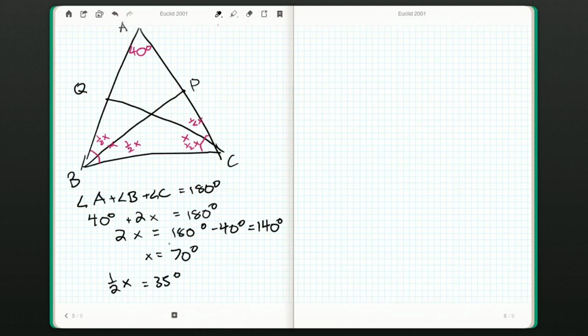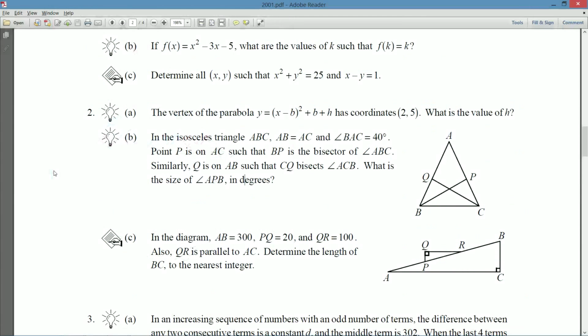So we can actually label that in here. We'll use blue for what we've just figured out. So we have 35 degrees, and 35 degrees, 35 degrees, and 35 degrees. Now, I believe we're asked angle APB. We'll just double check that. Angle APB in degrees. And it looks like the information about Q is not relevant for us.